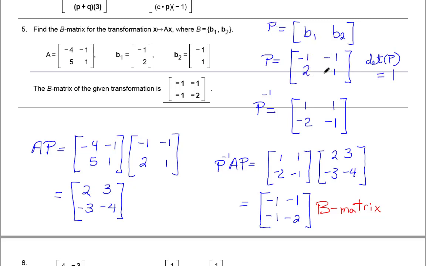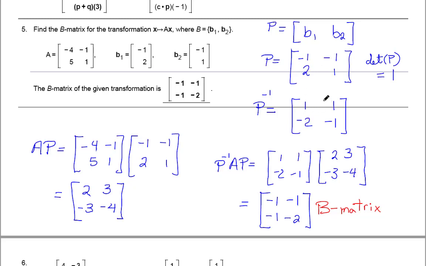All right. And now I need to form P inverse. Now, if you remember, there was a fast way to do this. I need 1 over the determinant. So let's see. That's -1 minus a -2, which is a +1. Okay, so I don't get anything from 1 over the determinant. And then to find it, we simply switch the diagonals.